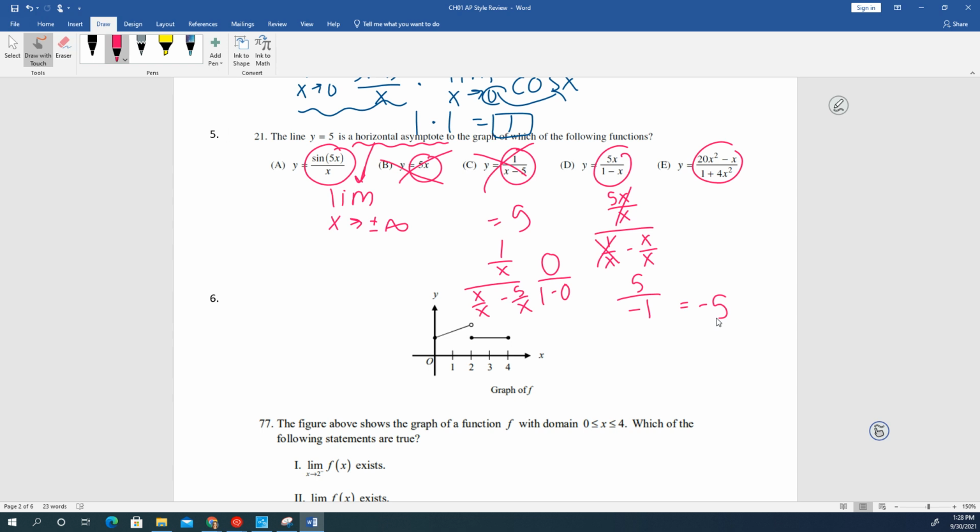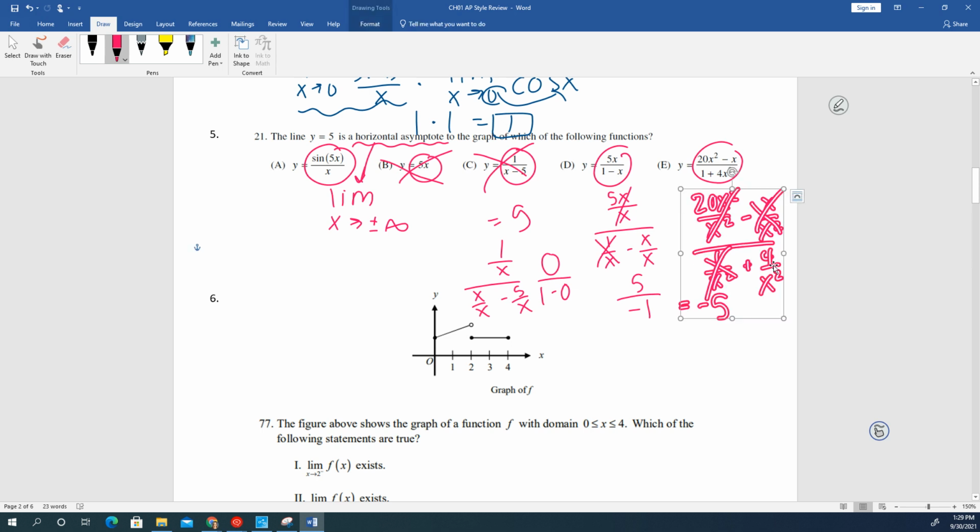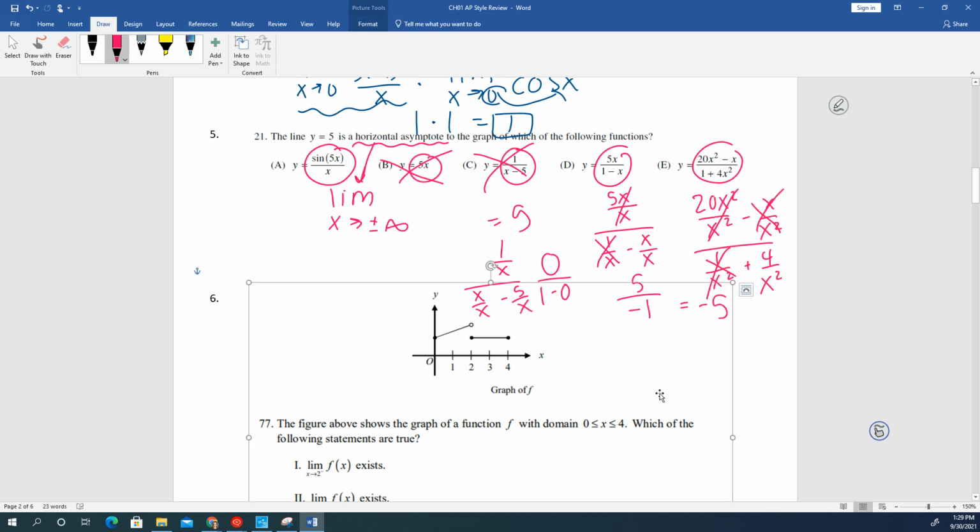The last one, my largest power of my denominator is x squared. So if I divide everything by x squared, anything that has a larger value in the denominator, those are just going to be zeros. I just cross those off. I'm trying to do this quickly. I see I get 20. I don't know why I just did that.